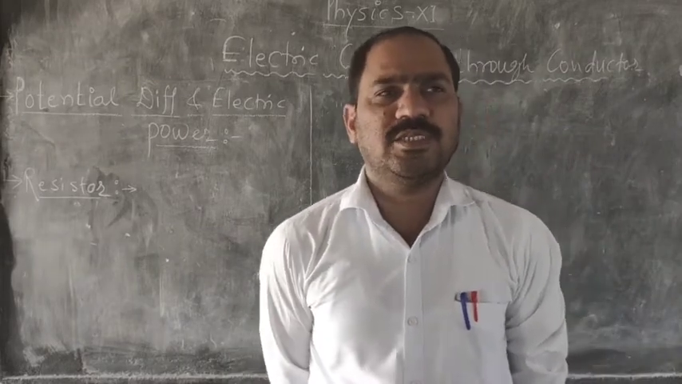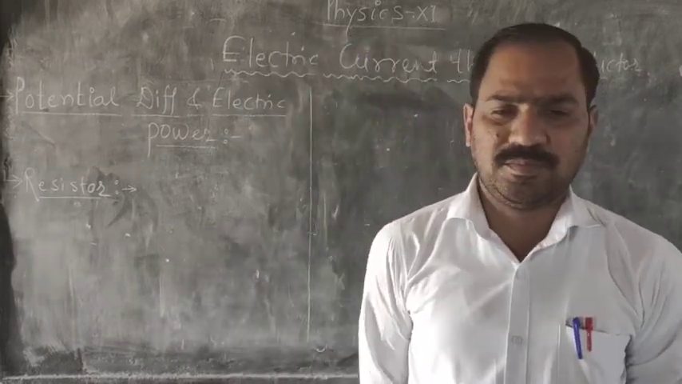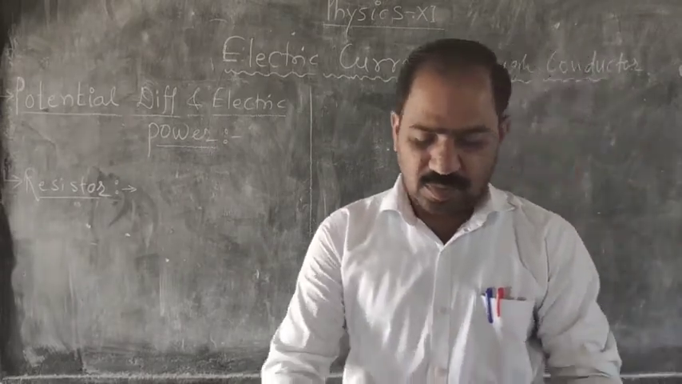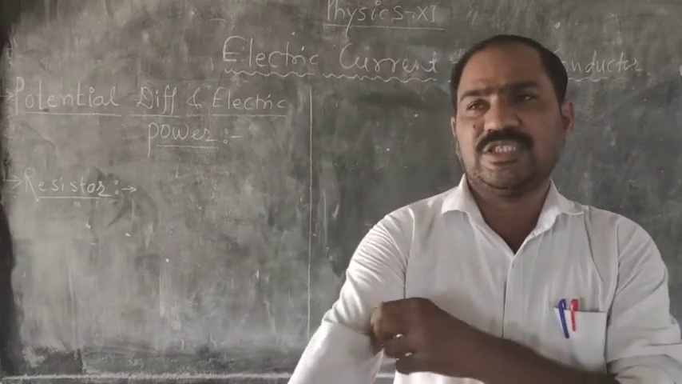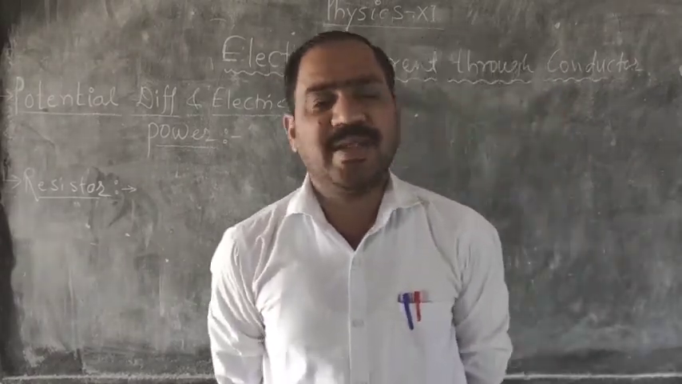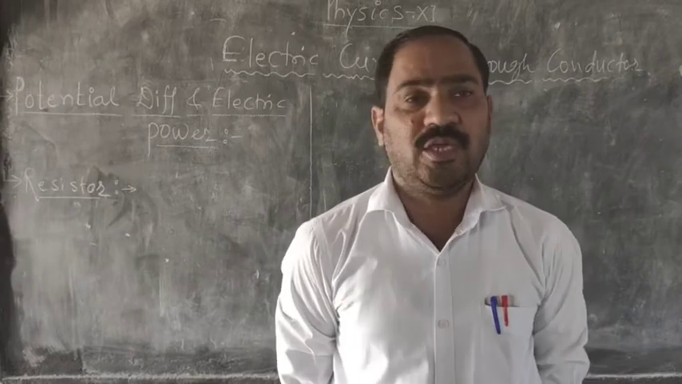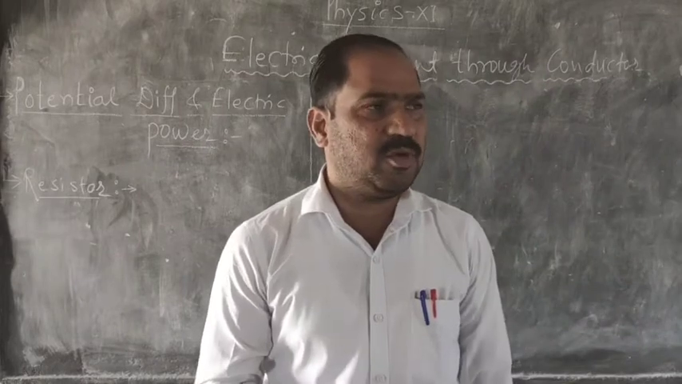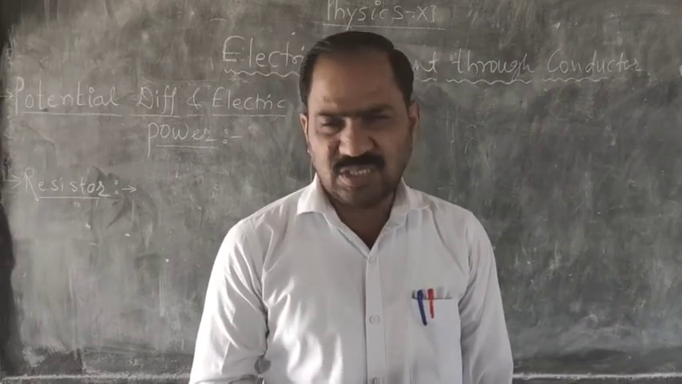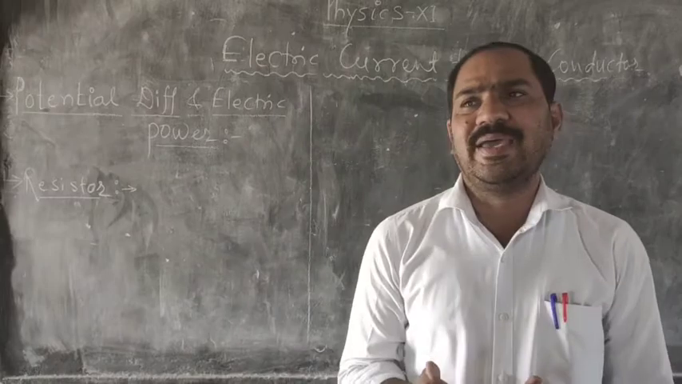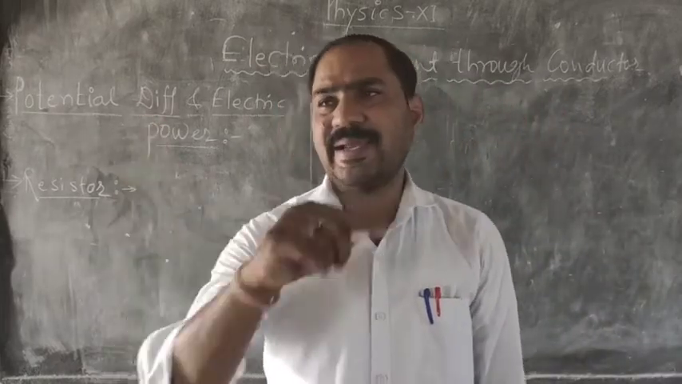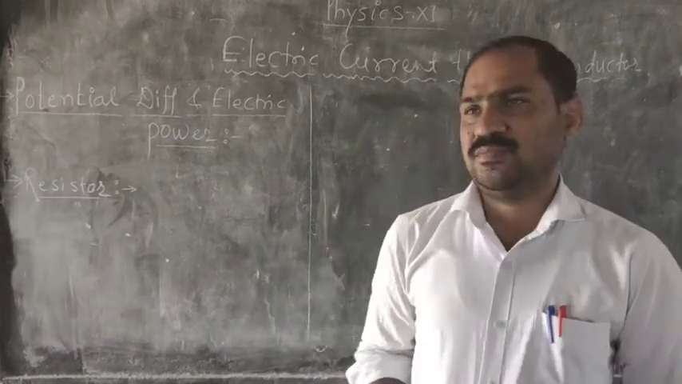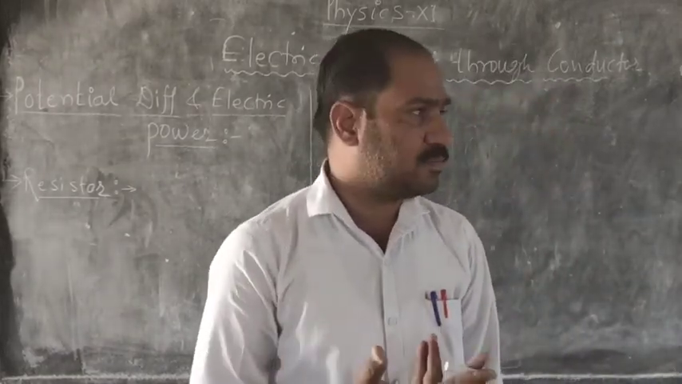Dear student, yesterday we have seen here Ohm's law. In that we have studied the potential difference. The potential difference denoted by letter V is directly proportional to the current flowing through the circuit or the conductor. So this statement, V is directly proportional to I, or I is directly proportional to V. Therefore, V is equal to I into R. This is called Ohm's law.